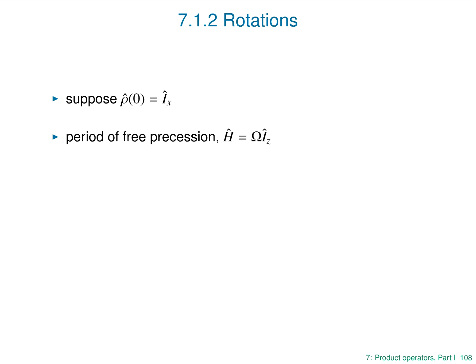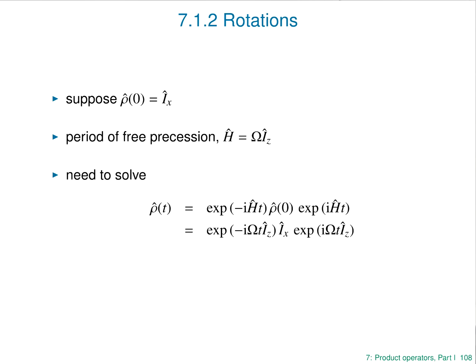And so I need to know the free precession Hamiltonian. And I've just explained to you that that's capital omega Iz. So we know the Hamiltonian. And the equation we need to solve is e to the minus iHt, rho 0, e to the iHt. And we know H is omega Iz, and we know rho 0 is Ix. So all I've done on the second line is to substitute that in.